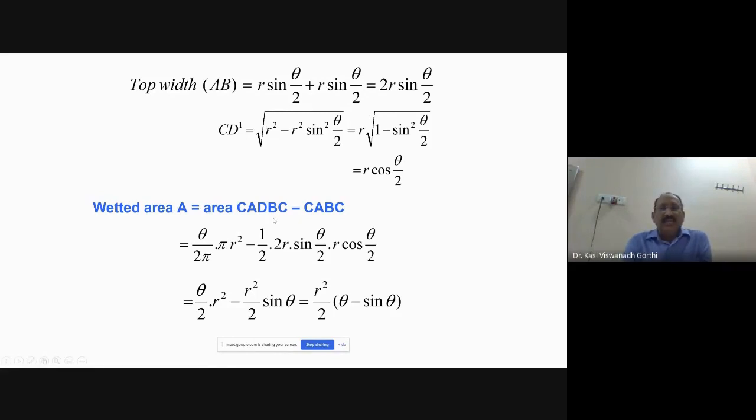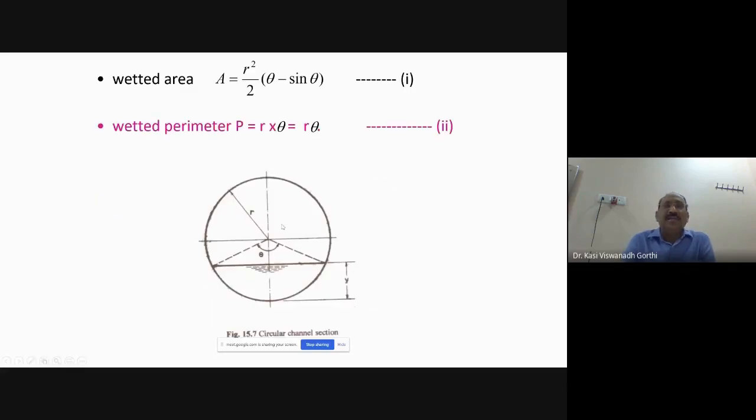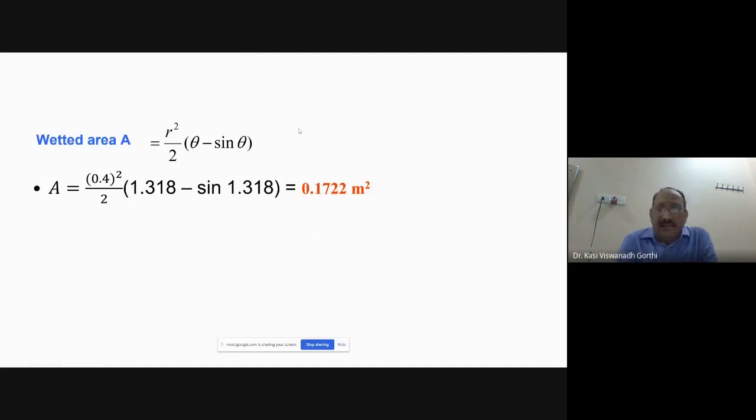Then the wetted area will be area CADBC minus area of the triangle CAB at the top. So theta by 2 pi, the included angle theta divided by 2 pi, into pi R square, minus area of the triangle. Area of the triangle is half of base into height: half of base 2R sin theta by 2 into height R cos theta by 2. On simplification, R square by 2 into theta minus sin theta is the wetted area. Similarly, the wetted perimeter is the length of the channel boundary in contact with the flow, that is the length of the arc subtended with the included angle theta, which is equal to R into theta. So wetted area and wetted perimeter are known, and hence the hydraulic radius R can be computed.